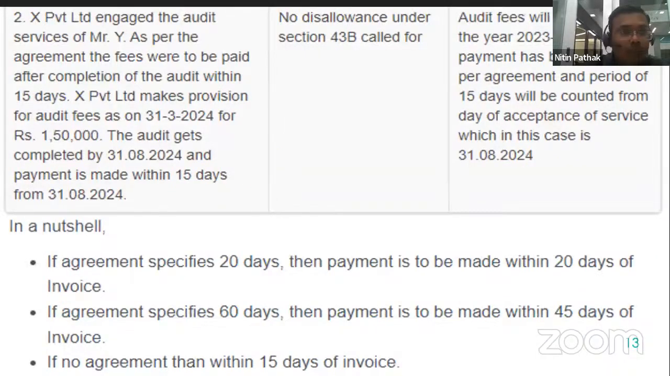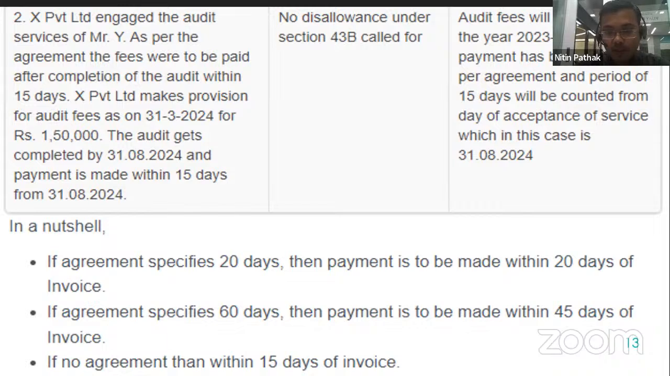Second example. XYZ Private Limited takes a service from Mr. Y. As per the agreement, the fees were to be paid after completion of the audit within 15 days. X Private Limited makes a provision on 31st March 24 for, suppose, 1 lakh 50,000. The audit gets completed on 31st August and payment is made within 15 days from 31st August 24. Then it is allowable under Section 43B as expenditure on professional service in the same financial year, because we need to understand the date of acceptance or completion of the service, which is 31st August 24.